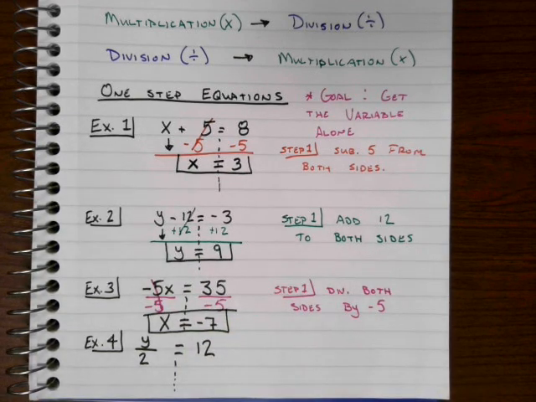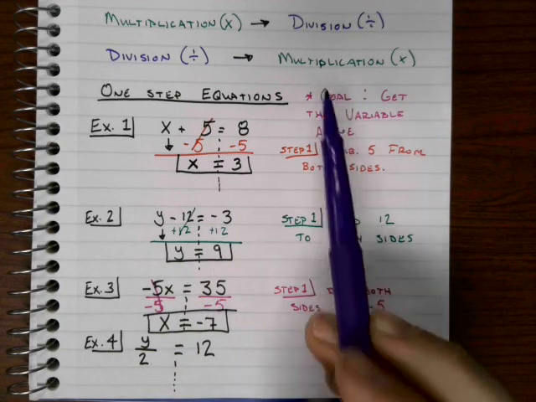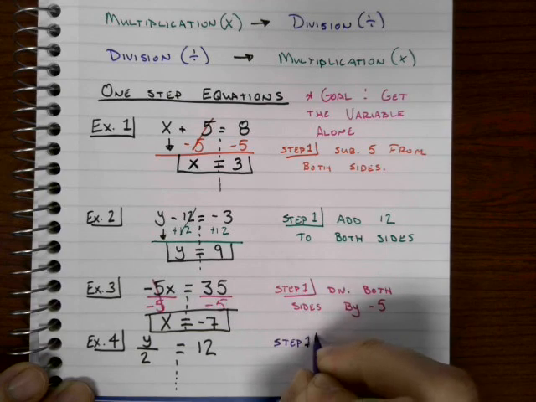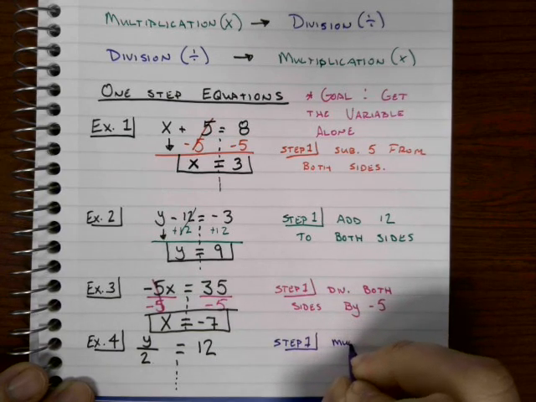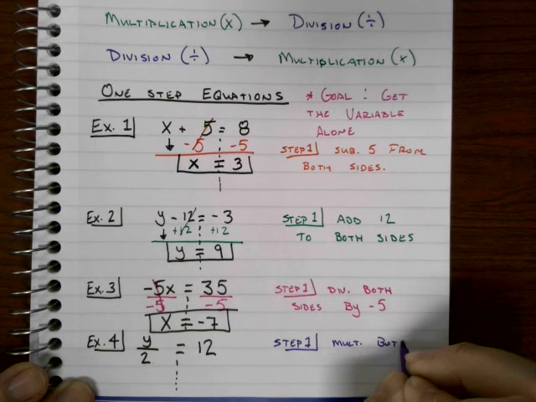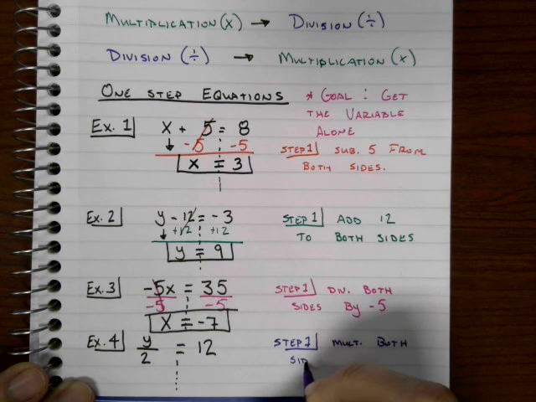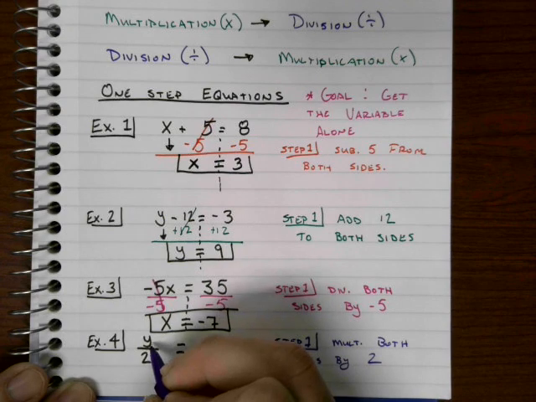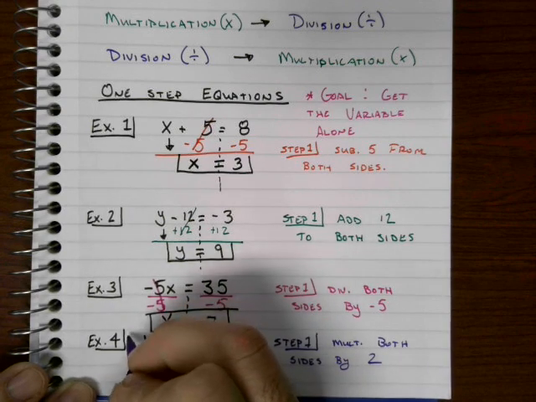Now, we have division. So the opposite of division, I got to cross this line, so I got to do the opposite. The opposite of division is multiplication. So what I'm going to do, I'm going to multiply both sides by 2. This is division, the opposite. I'm going to multiply by 2.